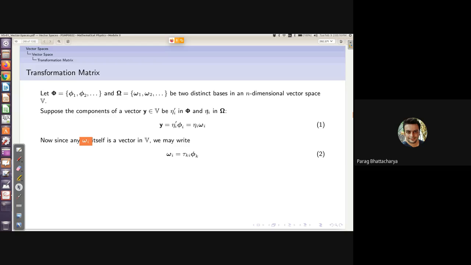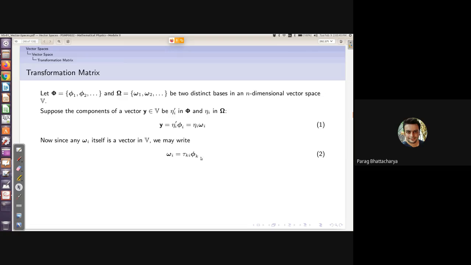Omega I is a vector in this basis. And every member in a basis will be a member of the vector space itself. So it means every omega I can be written as a linear combination of these phi functions. So that's why I'm writing omega I is equal to tau ki into phi k.